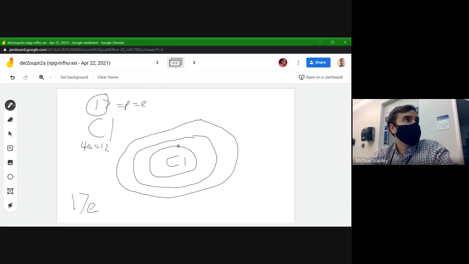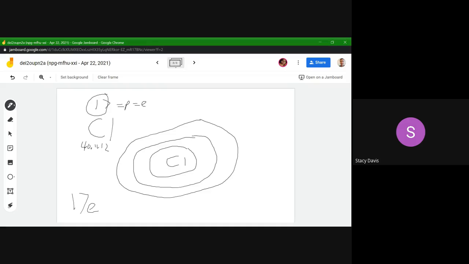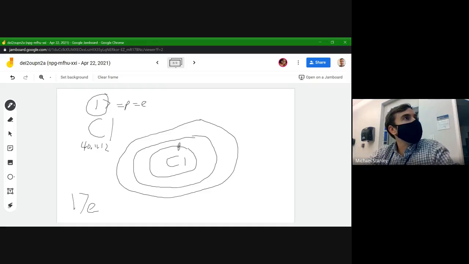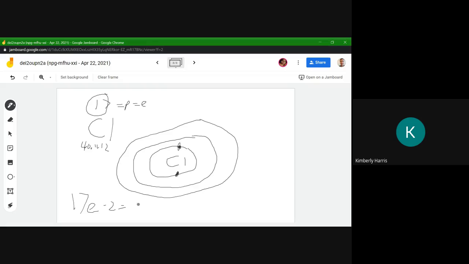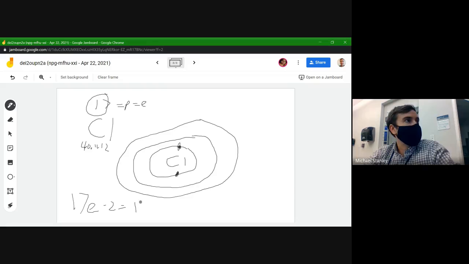So how many electrons can we put on our first shell here? 2. 2 electrons go on the first shell. So we put down those 2 electrons. So how many do we still have to go? 15. 15, bingo. All right.